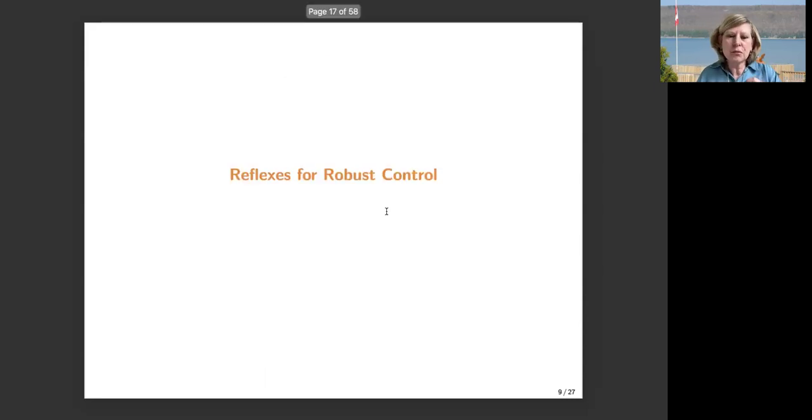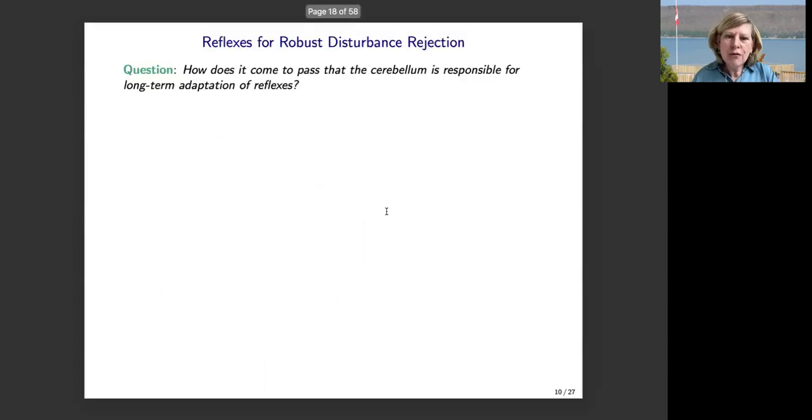And the next part is really the question: if the cerebellum, in fact, is housing internal models of the type that I'm describing, then how does it come to pass that it's responsible for long-term adaptation of reflexes? What's the relationship like? How is this possible? And here I'm going to be a little bit more control theoretic, a little bit broadening out. I have to say that I'm presenting this work to control theorists, so I'm also trying very much to appeal to my control colleagues.